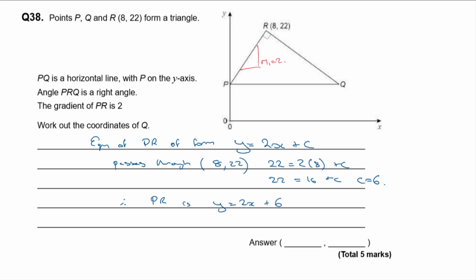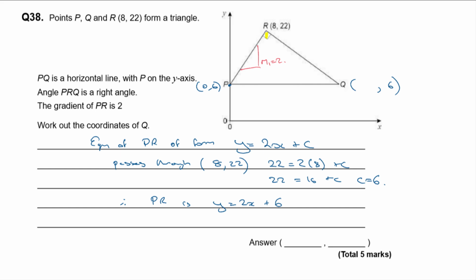Right, so that point there must be 0, 6, mustn't it? Because that's the y-intercept. So we know one coordinate of Q now. It's going to end in 6, because remember that PQ is a horizontal line. Now we just need to find the x coordinate. Right, so what do we know? We know that that's a right angle, and therefore RQ is perpendicular to PR.